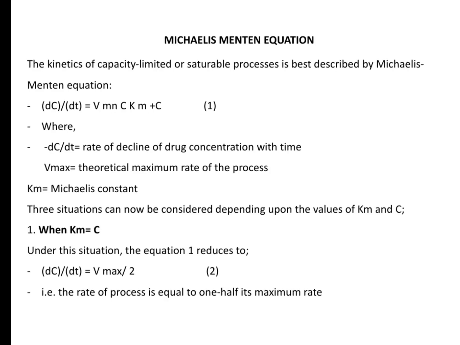In non-linearity, one equation is also known as the Michaelis-Menten equation. The kinetics of capacity limited or saturable processes is best described by the Michaelis-Menten equation. The equation is shown as follows, where first, negative dC by dt is the rate of decline of drug concentration with time; second, Vmax is the theoretical maximum rate of the process; and last one is Km, also known as the Michaelis constant. When Km is equal to C, the equation becomes negative dC by dt is equal to Vmax divided by 2. That is, the rate of the process is equal to half its maximum rate.